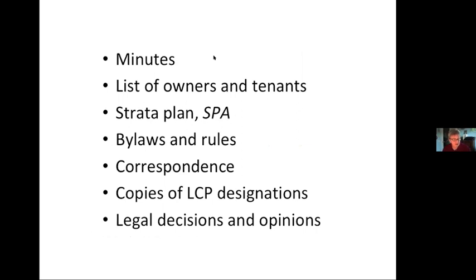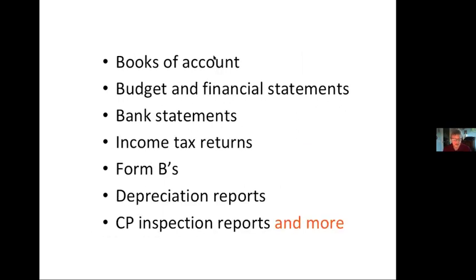Copies of your bylaws and rules, your correspondence, any limited common property designations, any legal decisions and opinions, and it goes on. It's very long. Books of account, budget and financial statements, bank statements, income tax returns, Form Bs, depreciation reports, common property inspection reports, and so much more. And if you look it up in the actual act, it's a page and a half. So we're not going to go into detail. You can look that up yourself.